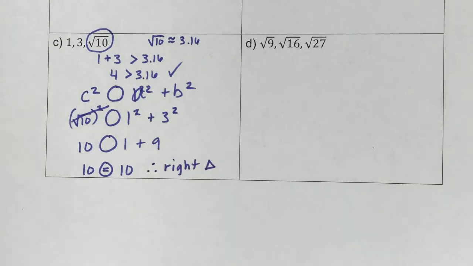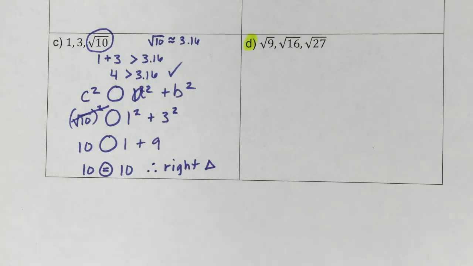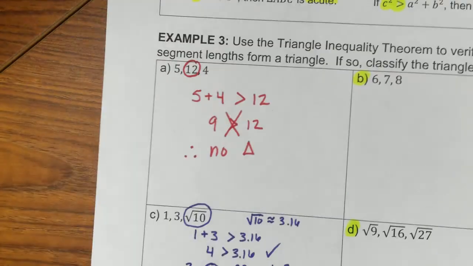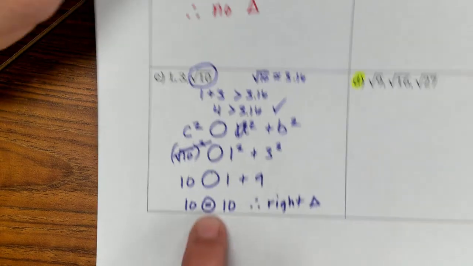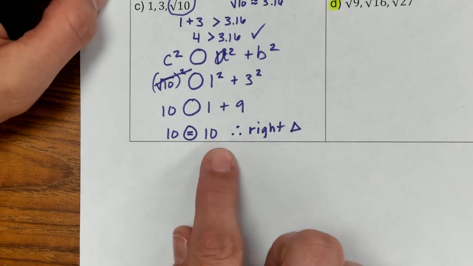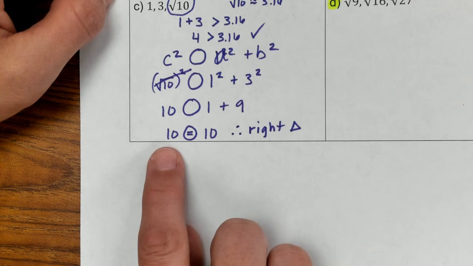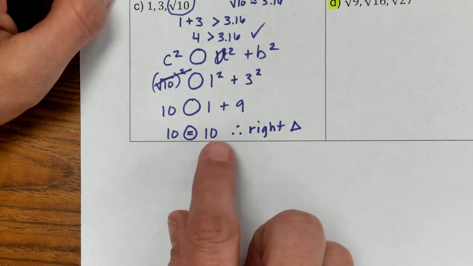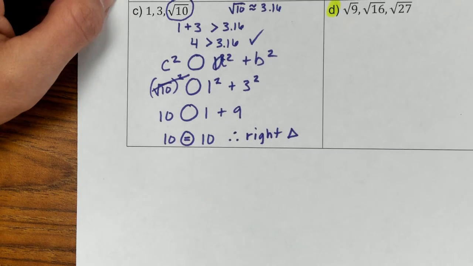Okay? You will do D on your own as well. I will give you a hint. Both B and D will not be right triangles. So if you find out that the c over here ends up with a less than sign, so the number on the left is smaller than the number on the right, you're going to have an acute triangle. If you find out the number on the left, c squared, ends up being bigger than that a squared plus b squared over here, so the greater than, you're going to have an obtuse triangle.